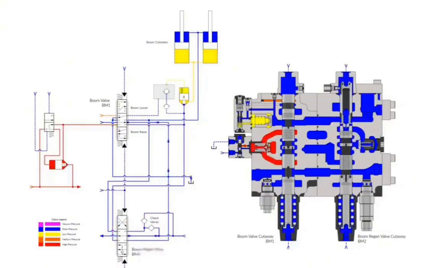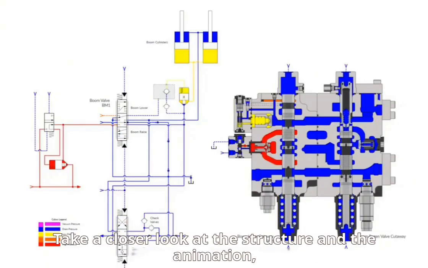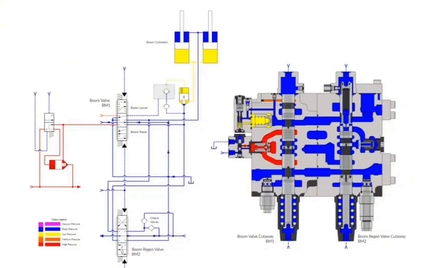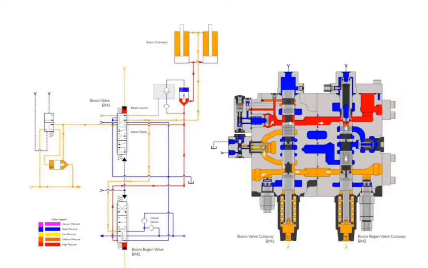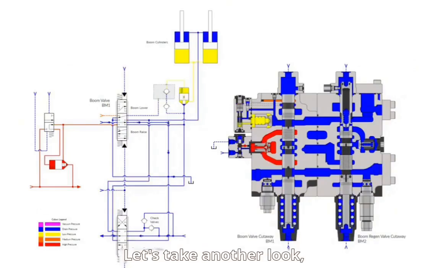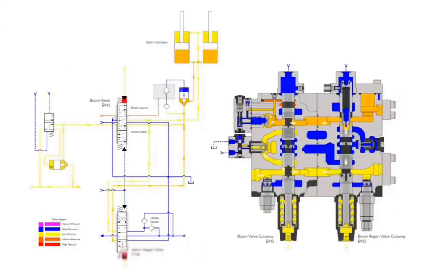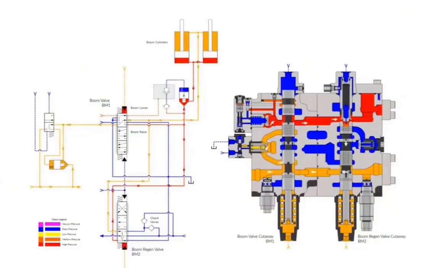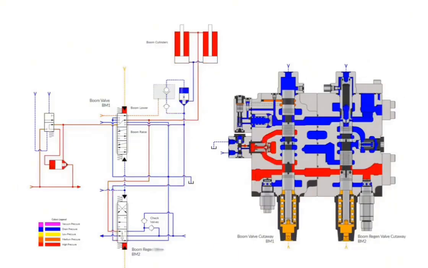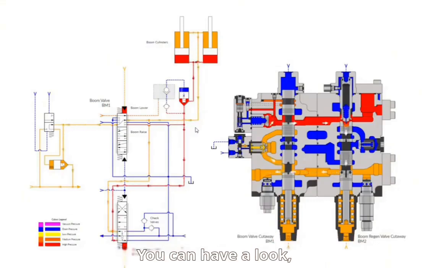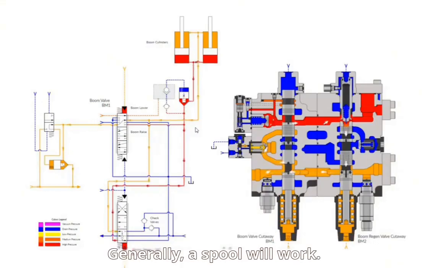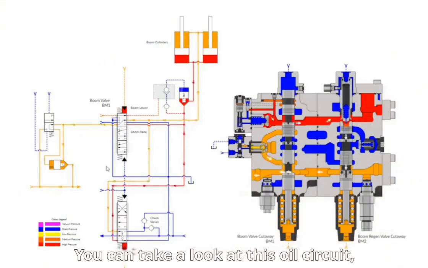Okay. And then for the boom down, take a closer look at the structure and the animation. When the boom is lowered, the spool is pushed up. Okay, let's take another look when the boom is lowered. You can have a look: what is the structure and principle of boom lowering? For boom lowering, generally, one spool will work. You can take a look at this oil circuit.